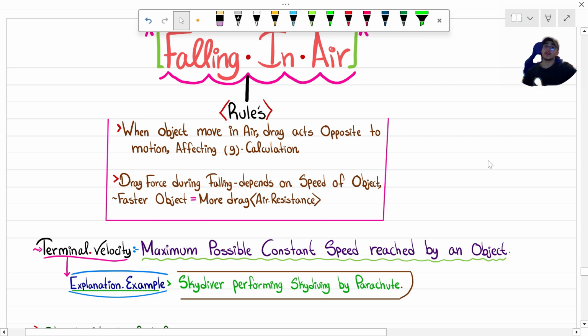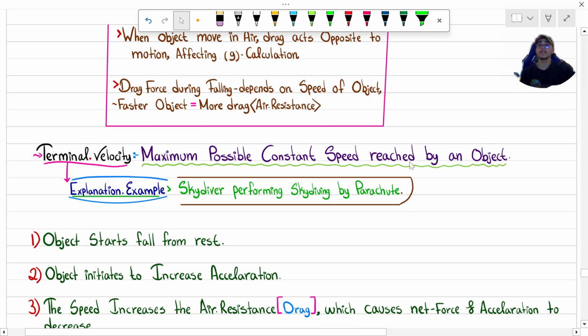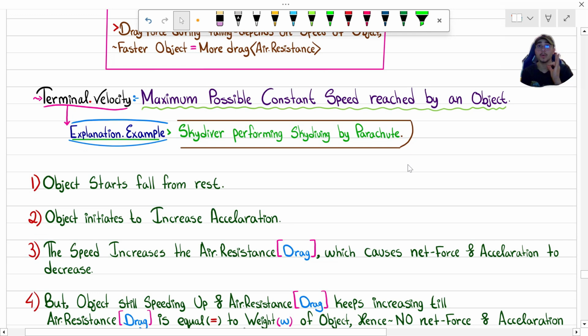Falling in air: when an object moves in air, drag acts in the opposite direction. You're falling downwards, so the direction of motion is downwards. Drag is acting upwards in the opposite direction because it's a frictional force. Terminal velocity is the maximum possible constant speed, not changing, reached by an object.